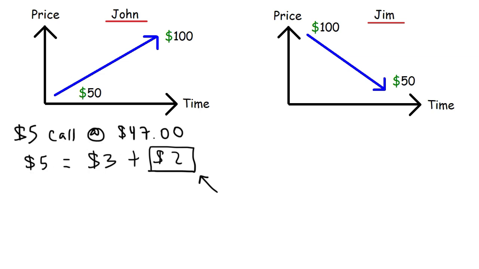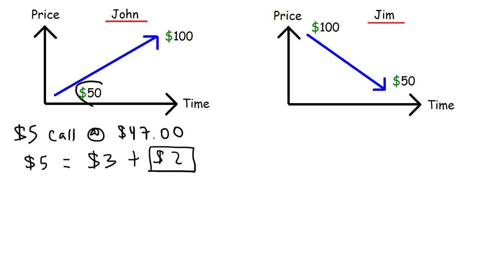So those are the two elements of call and put options. The two elements are the intrinsic value, which doesn't decay with time, and the extrinsic value, which does decay with time. So at expiration, this $2 portion will go to zero. So just keep that in mind.